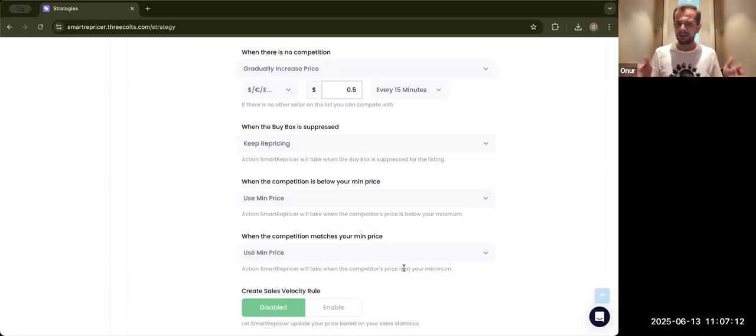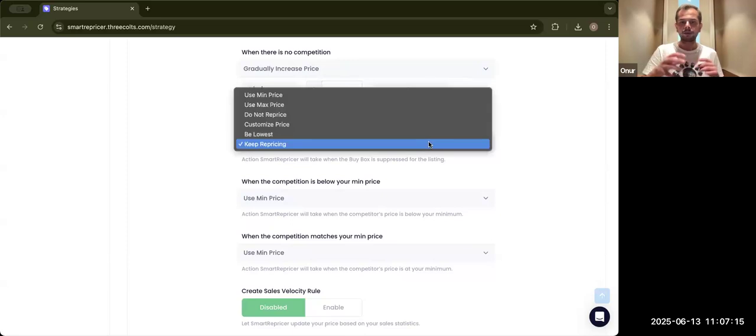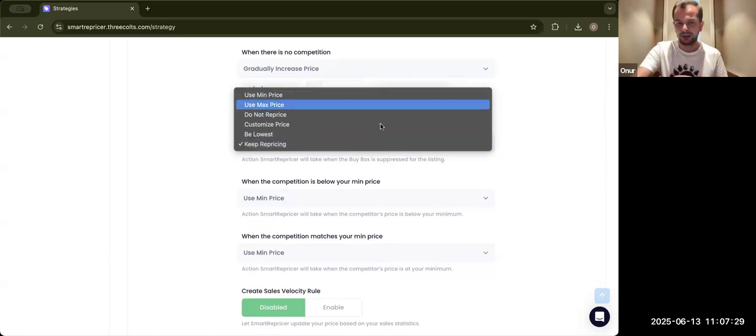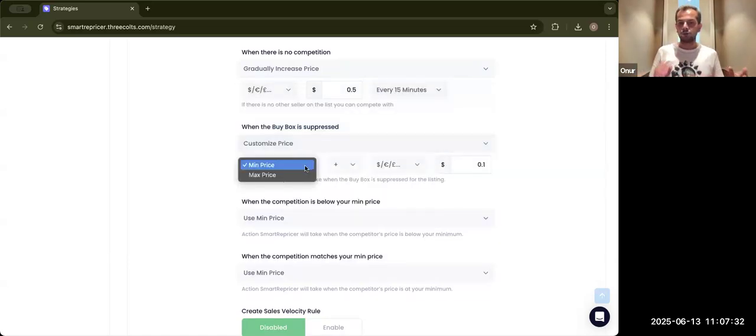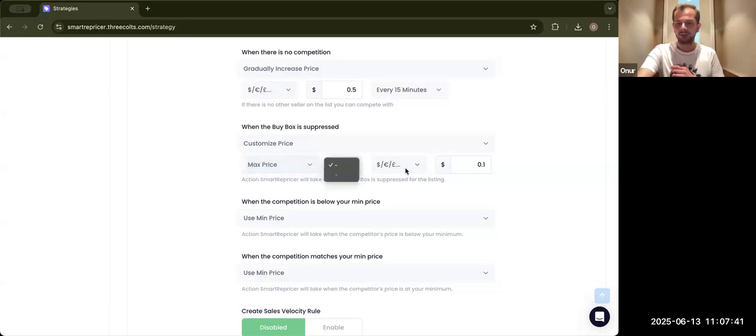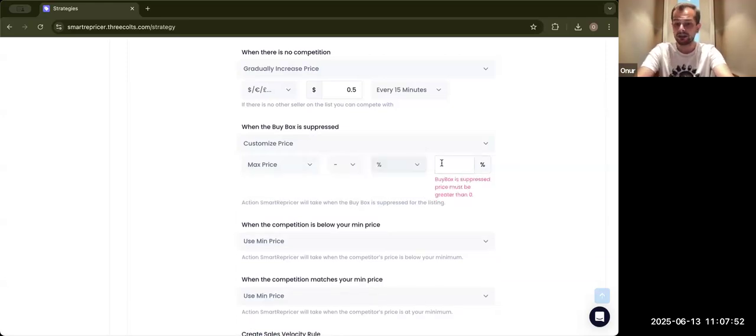Let's say the buyback is suppressed. This time you will have 6 options. You can use your minimum price, maximum price, do not reprice, customize your price, be the lowest, or keep repricing. This time, I would like to customize my price, so let me show you how I can do that. You can go up or go down from your minimum price or maximum price. So when the buyback is suppressed, I would like to do a minus, and I can choose numerical or percentage, and I can go up and down 0.5 one more time in order to get the buybacks from the suppressed position.